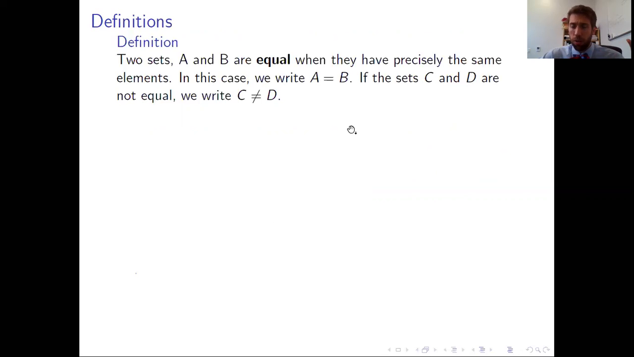One definition that I want to go over is that sets are equal when they have precisely the same elements. In this case, we write A equals B. If the sets C and D are not equal, we write C is not equal to D. We're using the same symbol that we use in algebra with numbers, but you just need to be aware that this can be really different, because in order to show that 2 sets are equal, you're going to have to show that everything in A is actually in B, and everything in B is actually in A. So it's a 2-step thing to show equality with sets, whereas with numbers, you just do some algebra.